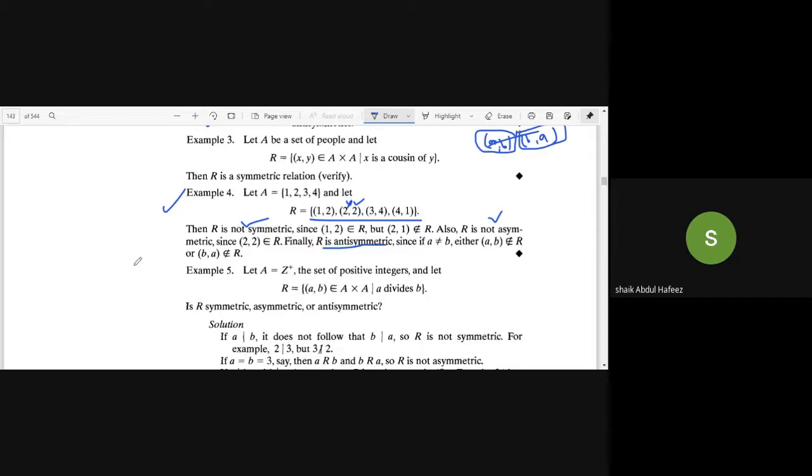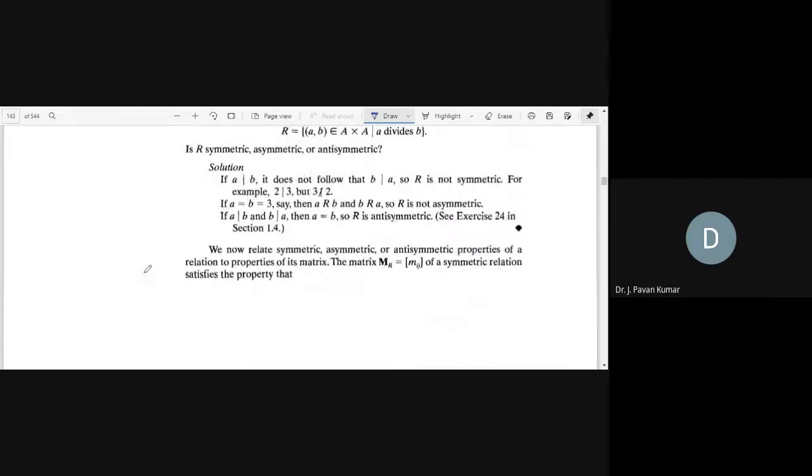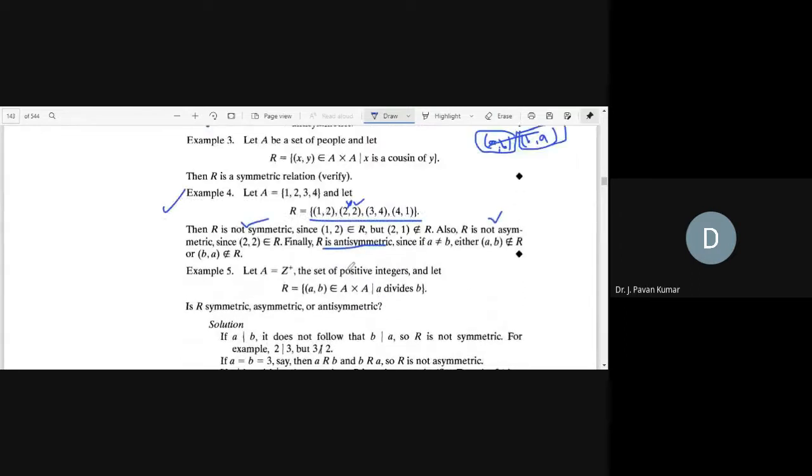Clear. Now consider how we can identify this by using matrix representation. By using the tuple representation, we could identify whether a comma b and b comma a are present for every pair, and we can determine whether the relation is symmetric, asymmetric or anti-symmetric.